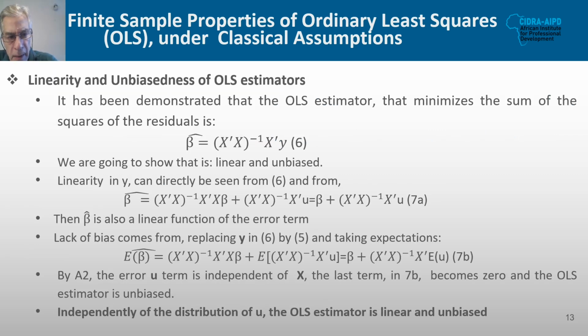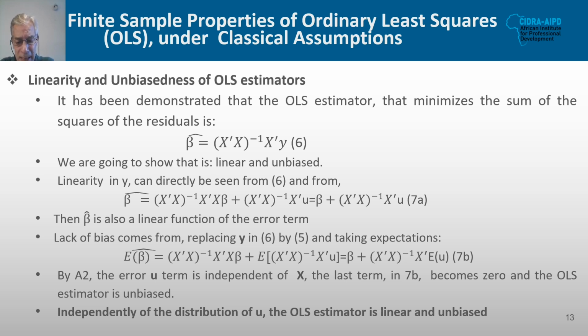Well, we have shown that the OLS estimator that minimizes the sum of the square of the residuals is like equation 6: beta hat equals (X transpose X) inverse X transpose y. We are going to show that this estimator is linear and unbiased. Linearity in y can be directly seen from equation number 6. And also, if we replace y in equation number 6 by its expression in equation number 5, we are going to have equation number 7a. In that equation, we show again that beta hat is not only linear in y, but also linear in u. And as such, it is going to inherit all the probability distribution of u.